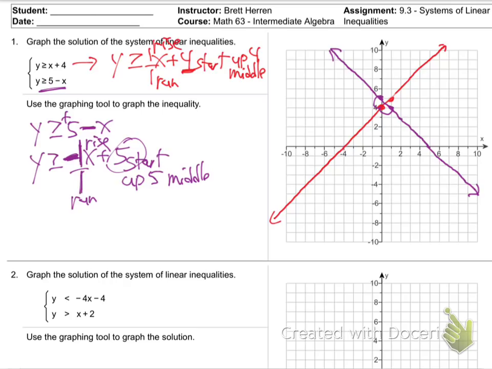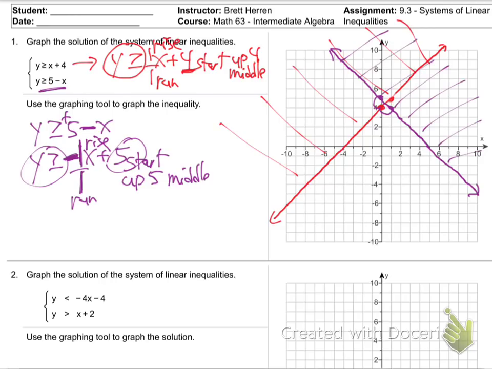Okay, so now, how do you know where the shading goes? Well, let's take them one at a time. For the red one, it says y greater, so the shading's up here. It's all above, greater. And for the purple one, it also says y is greater. Greater means above the line. So what we want is where the two shades, we have two equations, we want to know where the two shadings overlap. Where do they overlap? This section.